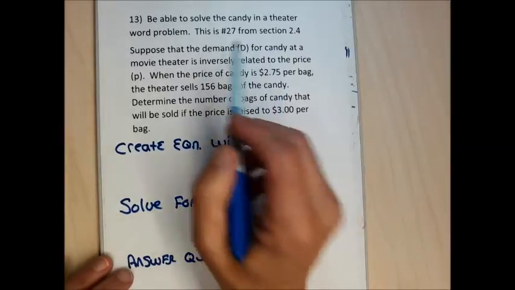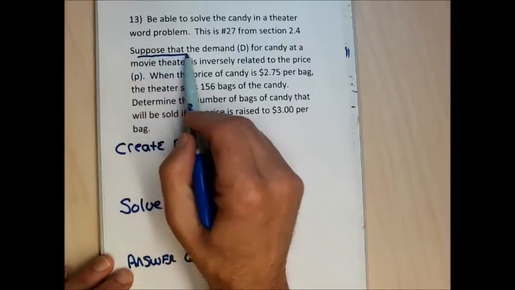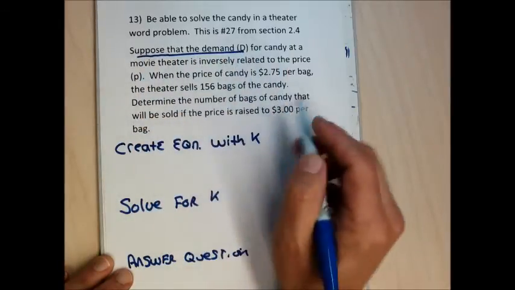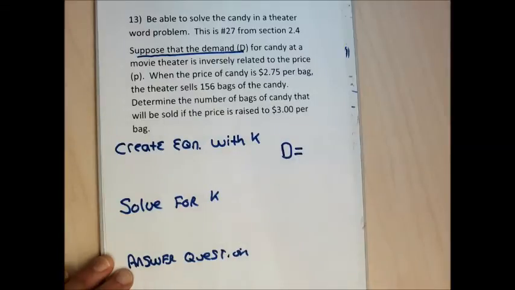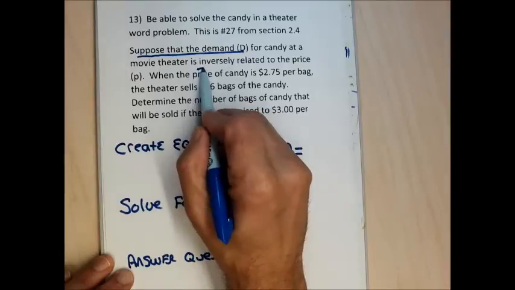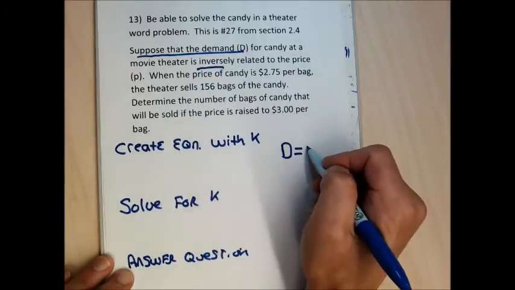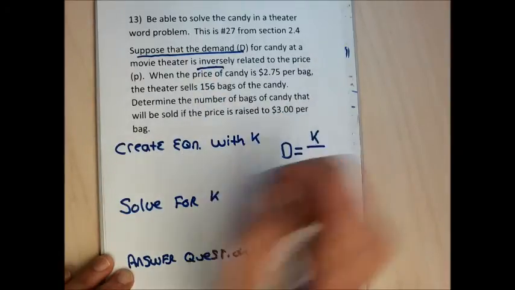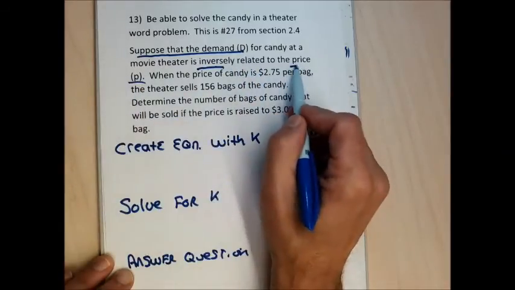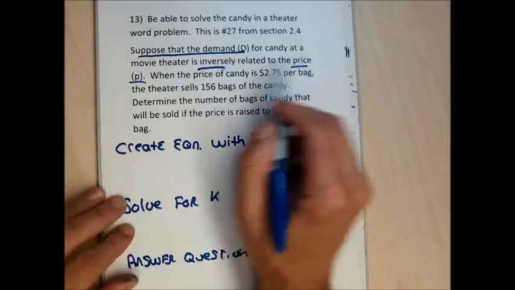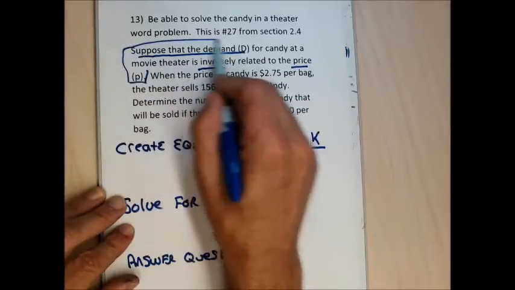So, first sentence gives me an equation. Suppose the demand: the first letter I see is going to be the first letter I write, followed by an equal sign. So, the demand for candy at a movie theater is inversely. I see inversely. I'm going to create a fraction with a k in the numerator. And it's related inversely to the price. So, that whole first sentence is going to give me my equation with a k.